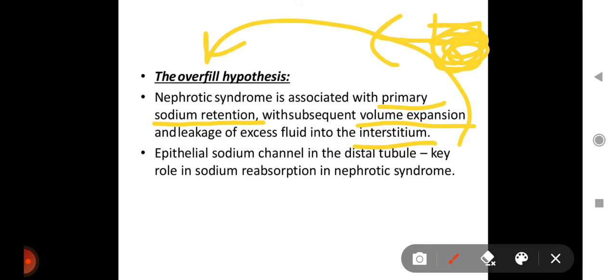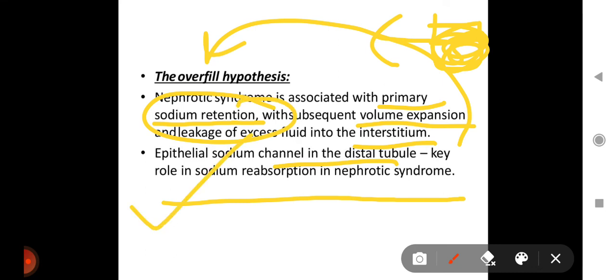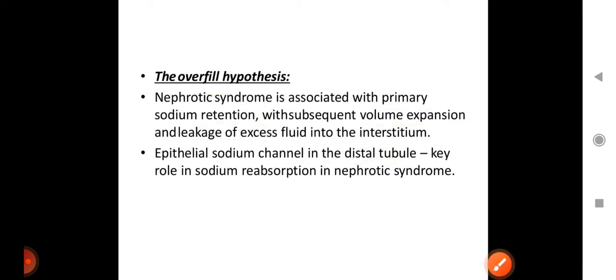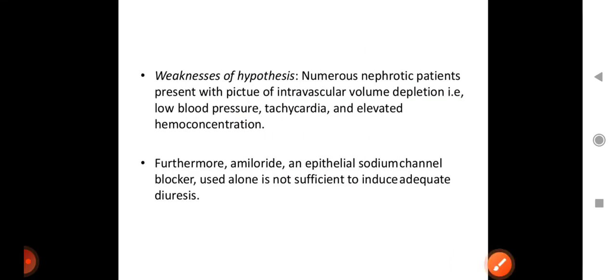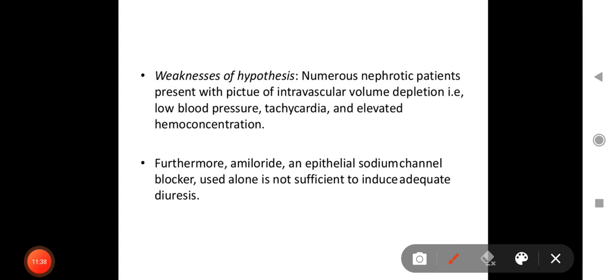The epithelial sodium channel in the distal tubule plays a key role in sodium resorption in nephrotic syndrome. They are saying that there is primary sodium retention. Which channel is helping? Epithelial sodium channels in the distal tubule are helping in reabsorption of sodium in nephrotic syndrome. Now, what is the weakness? There were also some weaknesses of the underfill hypothesis, and overfill hypothesis weaknesses.